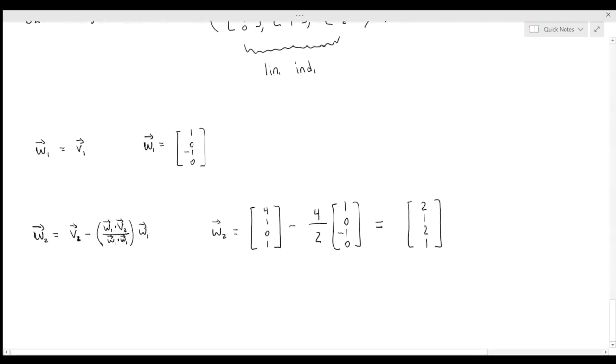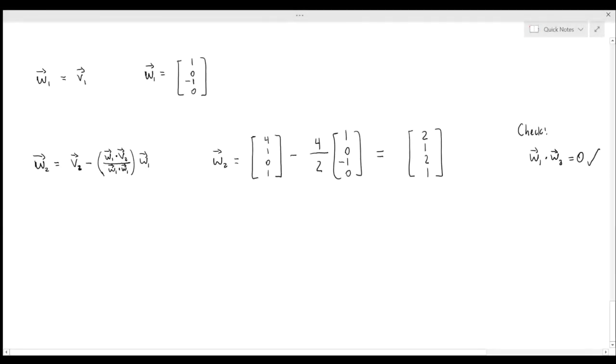If you just want to check right now, W1 and W2 should be orthogonal to each other. So if you check their dot product, you should find that it is equal to 0. So that means that what we got for W2 looks pretty good right now. Okay.